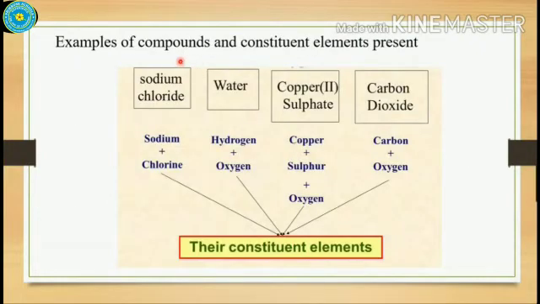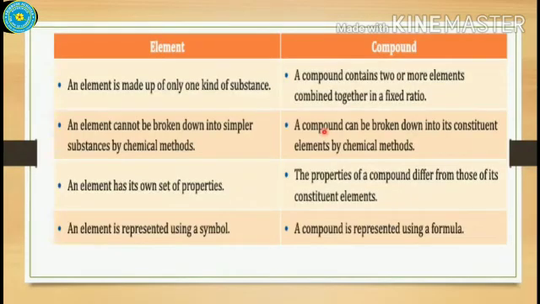Now we are going to see some examples of compounds and the constituent elements present in them. Sodium chloride contains sodium and chlorine. The water compound contains hydrogen and oxygen. Copper sulfate contains copper, sulfur and oxygen. Finally, carbon dioxide contains carbon and oxygen as its constituent elements. So these are all the examples of compounds and their constituent elements. Now we are going to see the differences between element and compound.